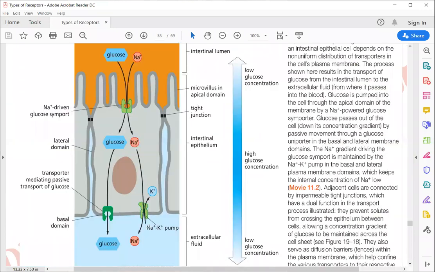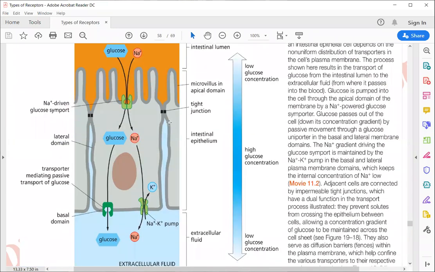Now coming to, if you remember when I did the junction class with you, I had said that the tight junctions have a role. I had said that the tight junctions maintain the fact that glucose does not leak out from one cell to the other at the apical region. They ensure that the glucose comes from the intestine, traverses the cell, and then moves out through the basolateral region.